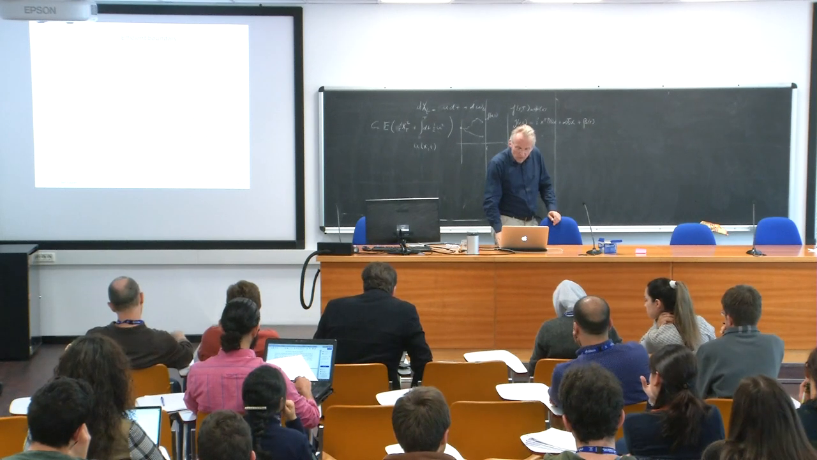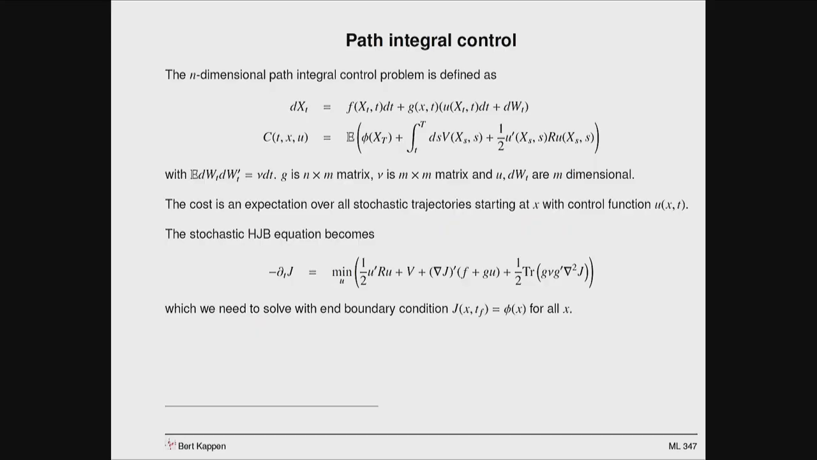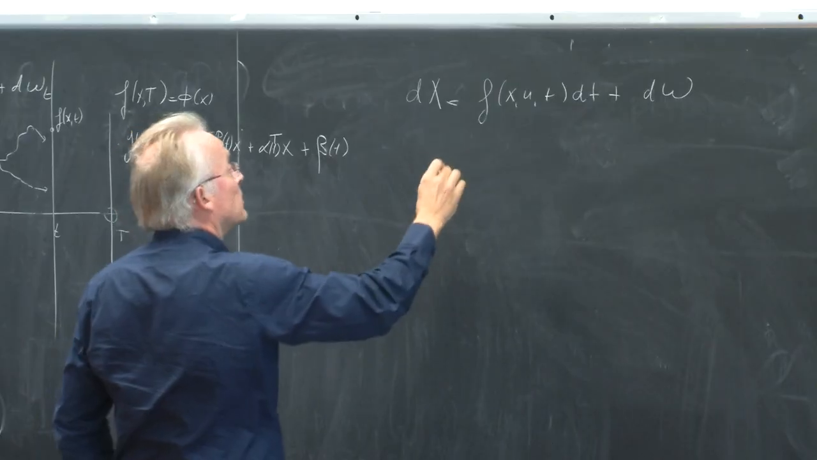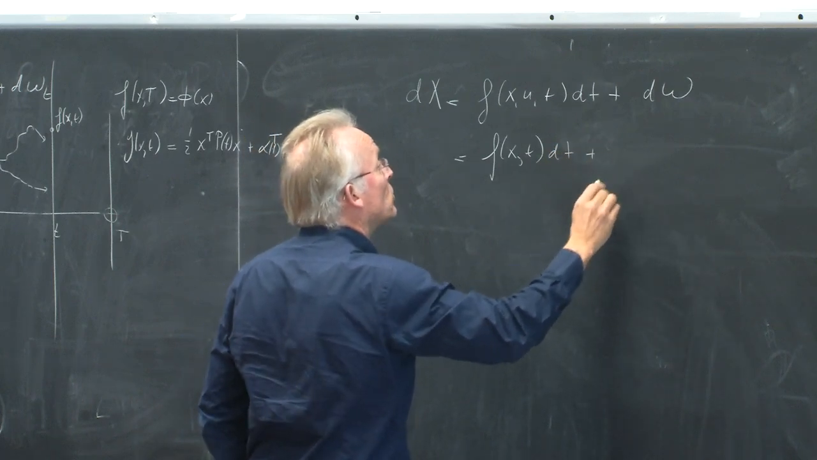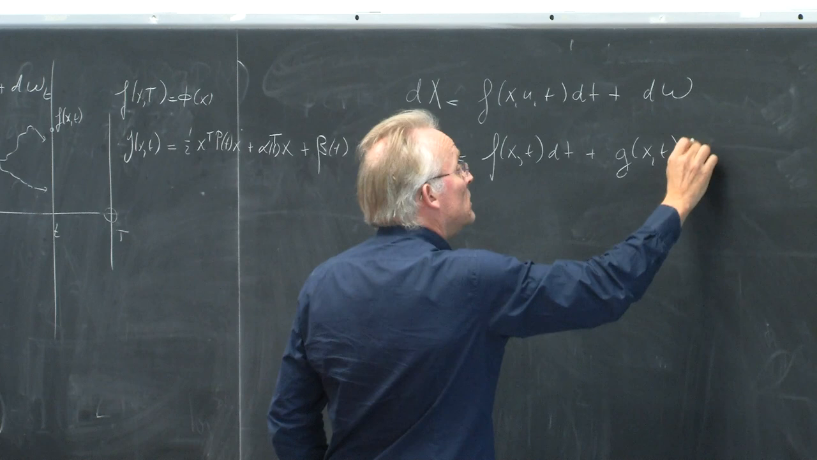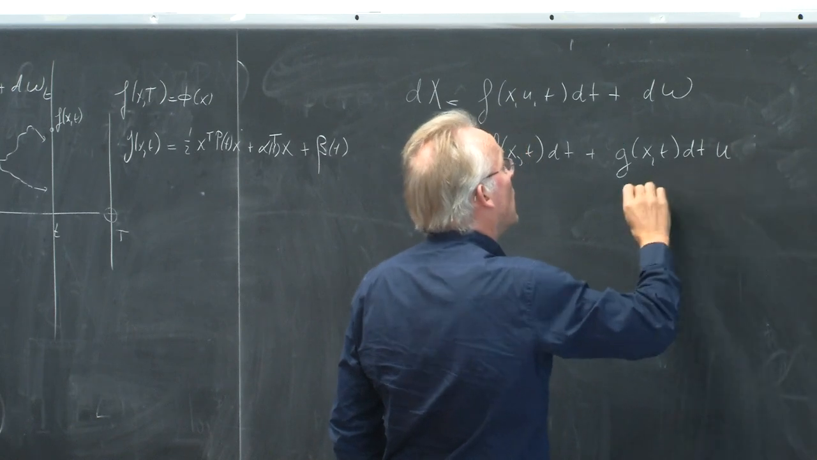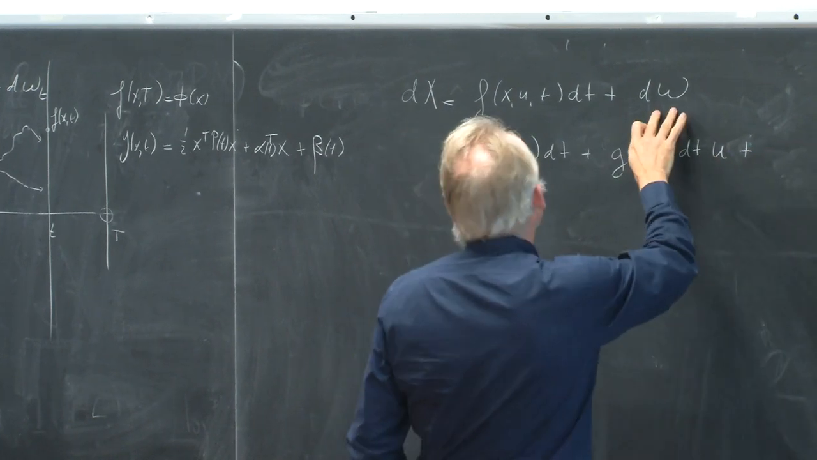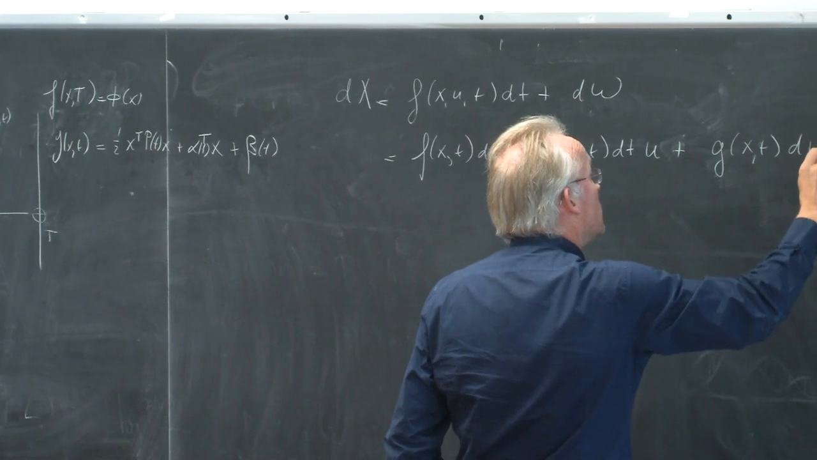Okay, so to make advance, we're now going to go into this class of path integral problems where we can make some advance. And here the dynamics we're going to put in this way. Whereas before we had the dynamics dx equals f of x, u, t dt plus noise, we now split this. We write it as a function of x and t dt plus some other function g of x and t times u dt plus dw, and this noise we write with the same function g, so g of x and t dw t.